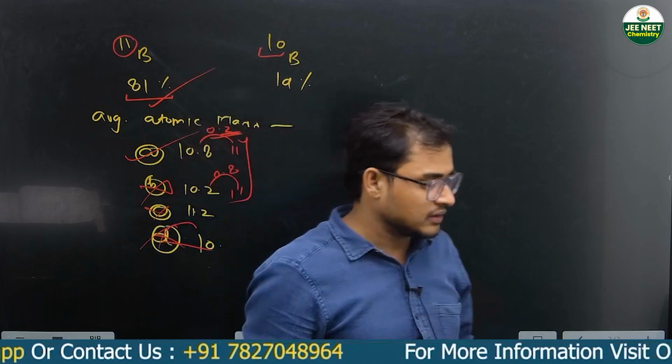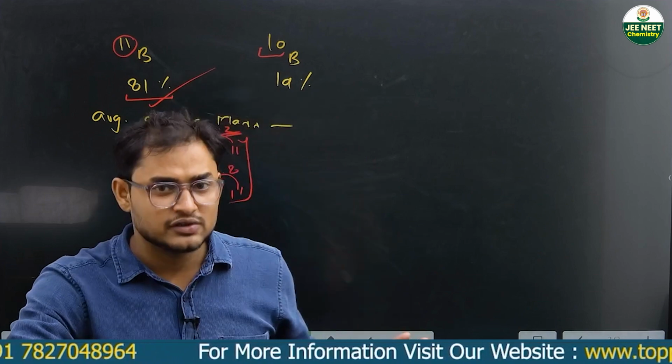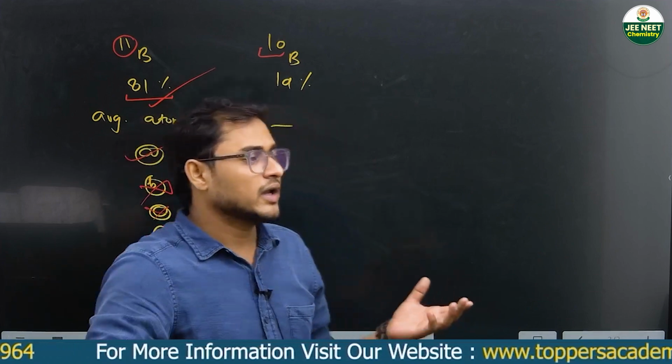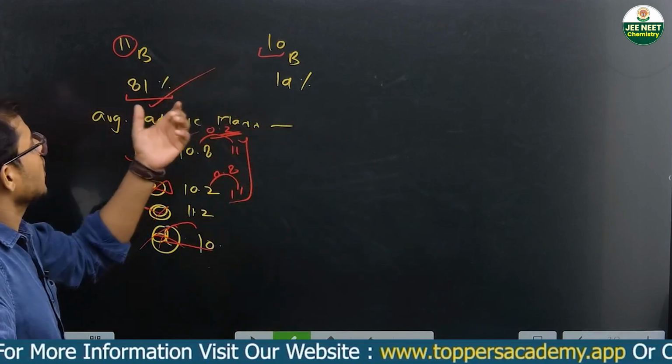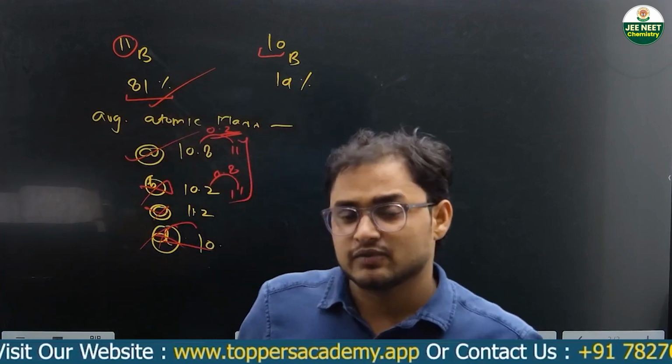So that was all about this. You can find the average atomic mass in just 2 to 3 seconds by using this funda. The funda will be the same, whatever values of atomic masses or percent abundance are given to you. I hope it is very clear to you.